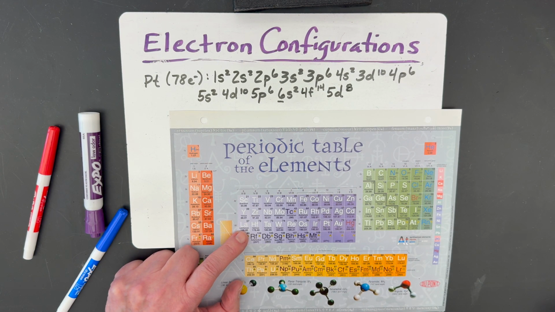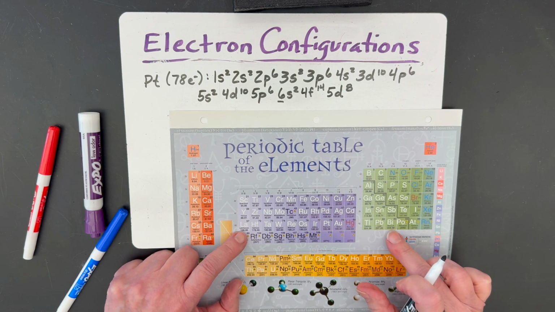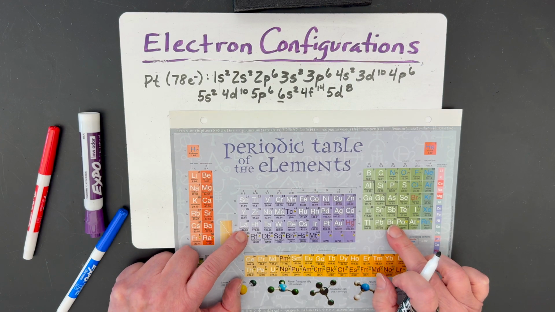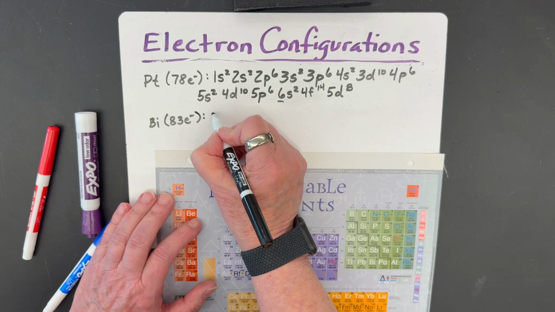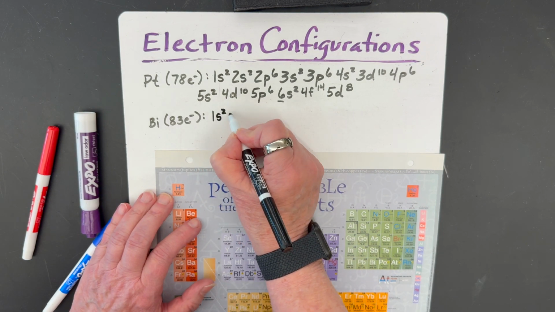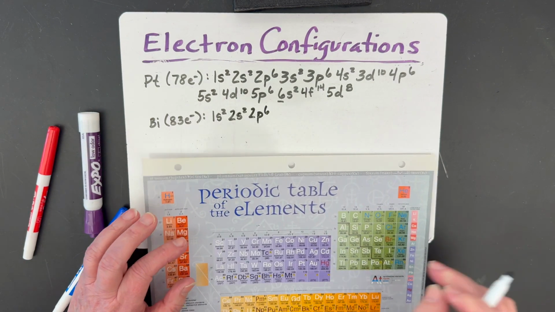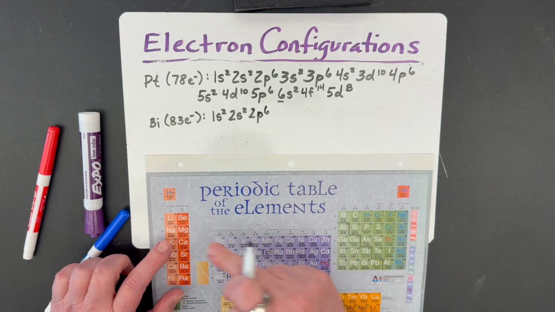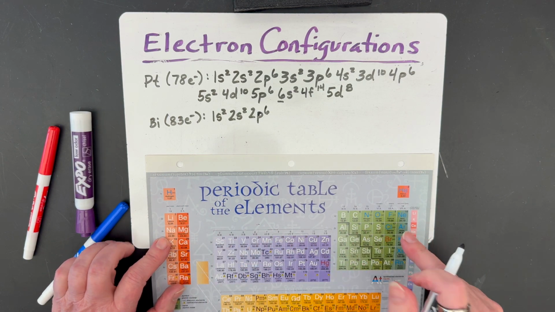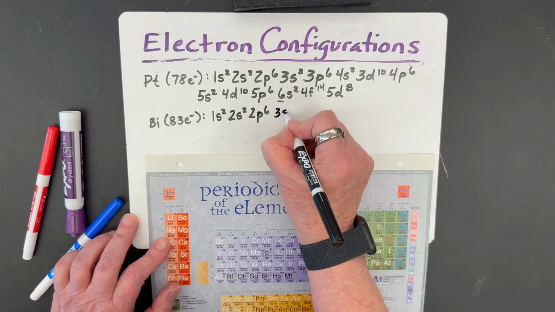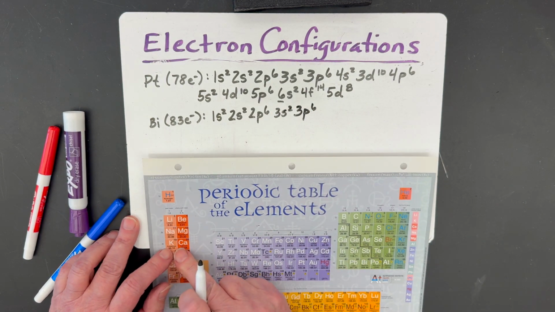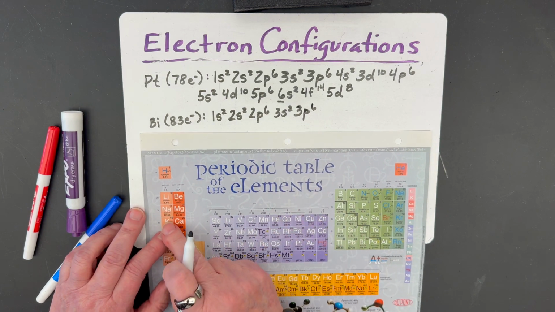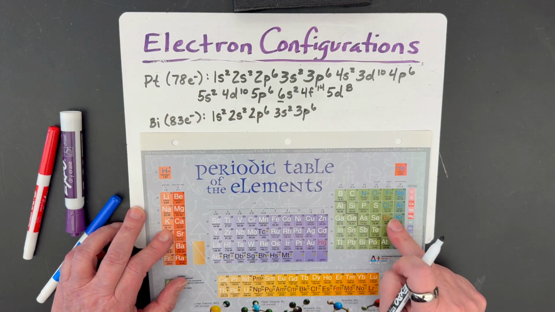Let's try another giant one. Let's try bismuth. It is atomic number 83. So we need to fill up row 1. We need to fill up row 2. 2 has an S and a P. Fill up row 3. It has an S and a P. So 3S, 3P.